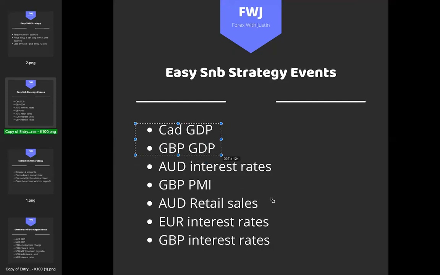Yeah, so this is the list. The CAD GDP, GBP GDP, AUD interest rates, GBP PMI, AUD retail sales, Euro interest rates, GBP interest rates, and that's it for the EZSNB.